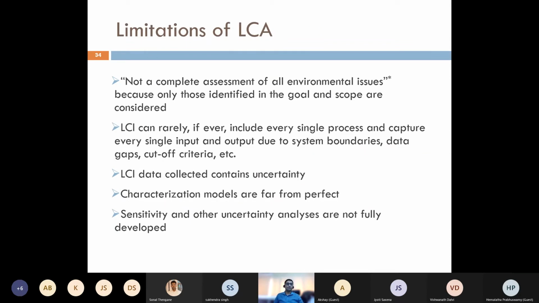Again, there are a few limitations to an LCA. It's not a complete assessment of all environmental issues. No matter how many impact categories, midpoint or endpoints you choose, you can't take care of all the environmental issues. There would always be gaps, and that's why you have this goal and scope.